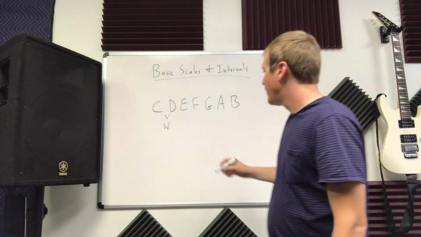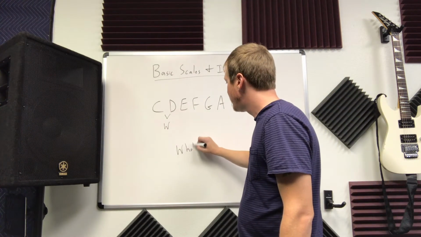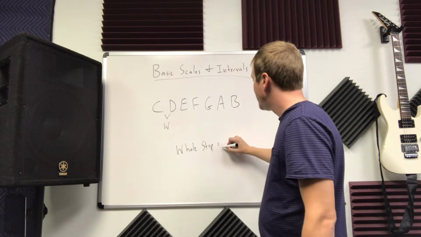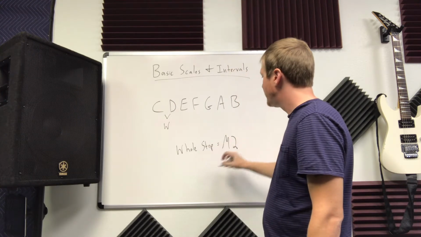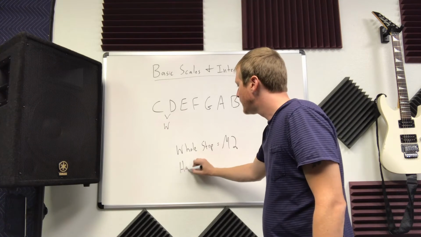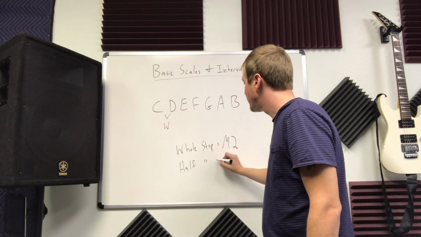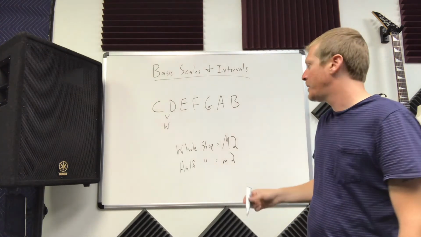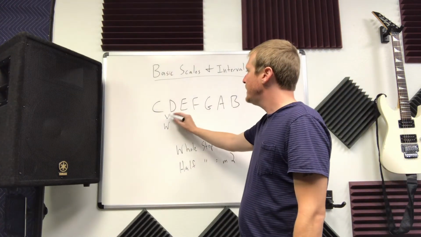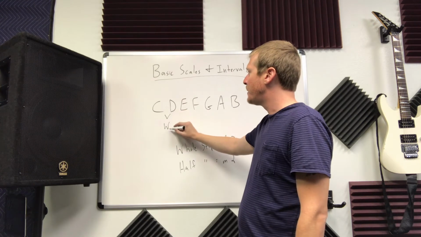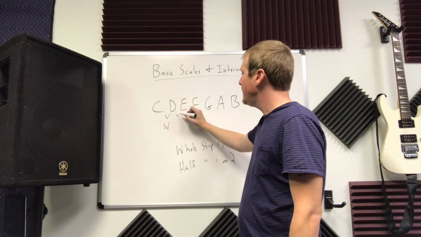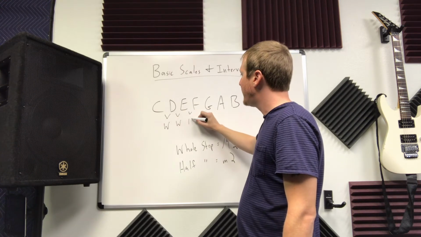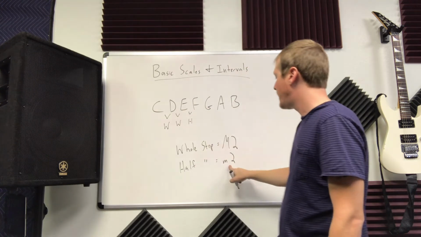So, whole step equals major second, half step equals minor second. We'll get to that in a second, but I just want you to know. From C to D is a whole step. From D to E is a whole step. From E to F is actually a half step, so it's only a minor second here.